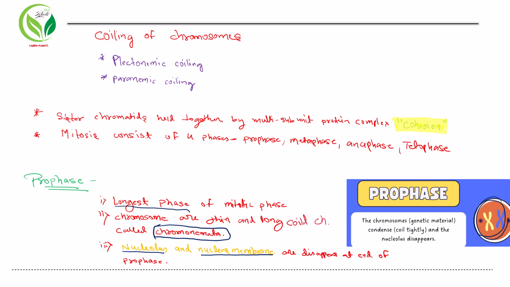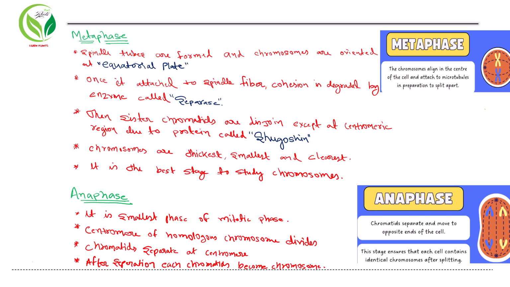This diagram is of the chromosome. Nucleolus at the end of prophase: at the end of prophase, nucleolus is disappearing. Okay, here you can see.